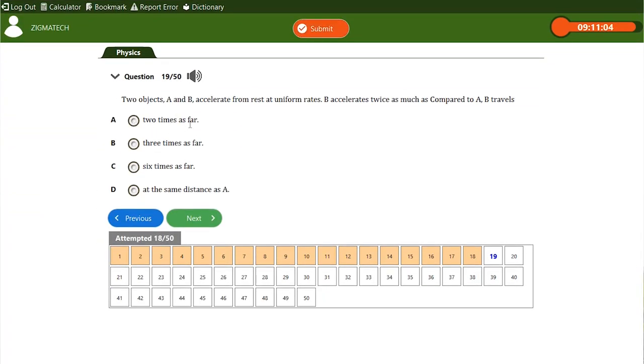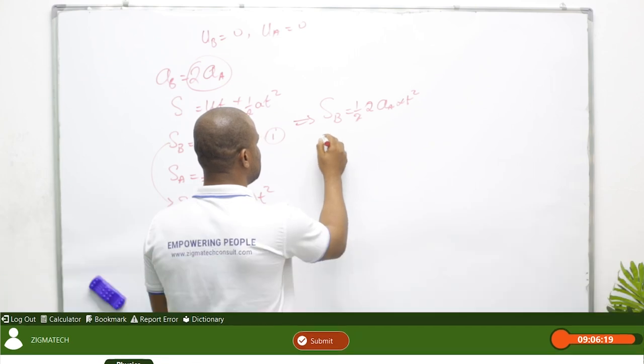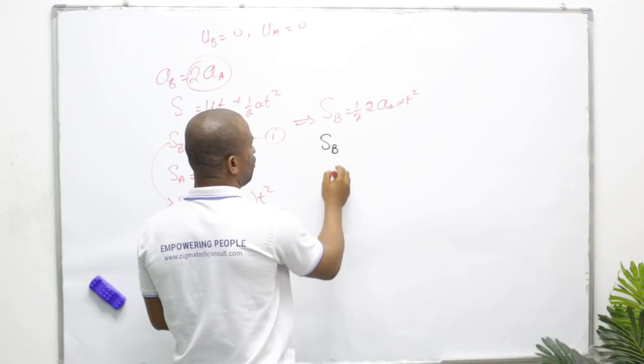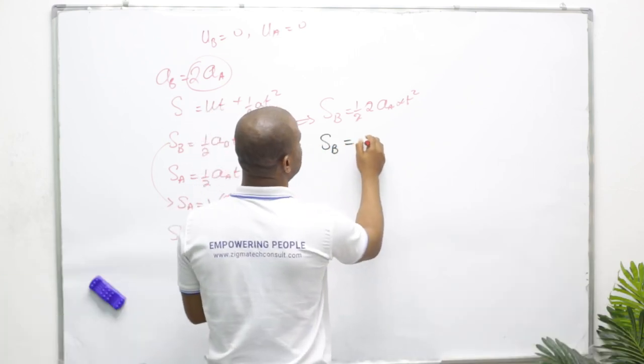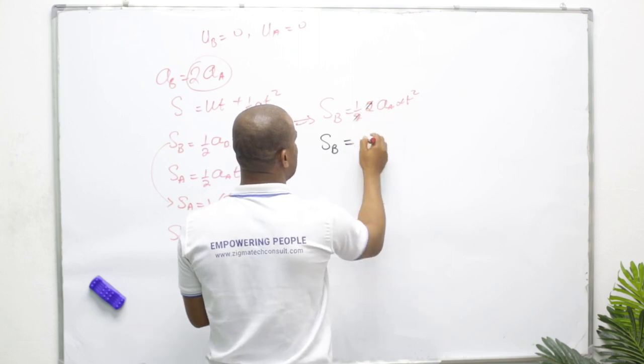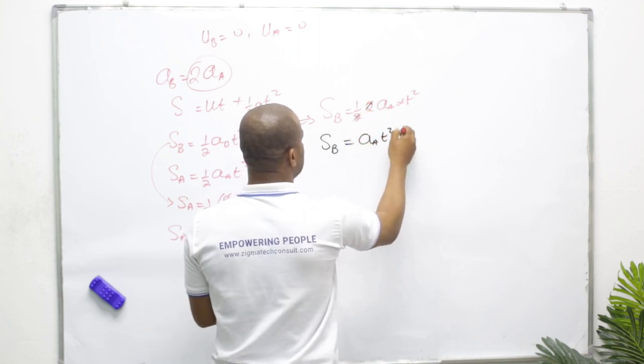So we said 2 times as far. No, it's not 2 times as far. From here, I will have that the distance of B is given as, remember these two cancelled, you have AT squared.